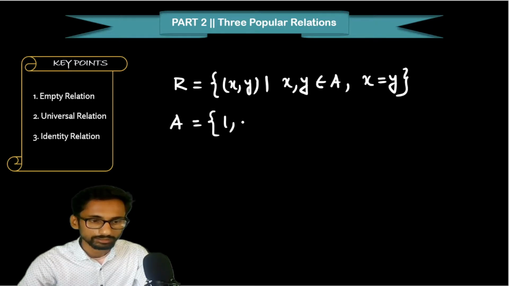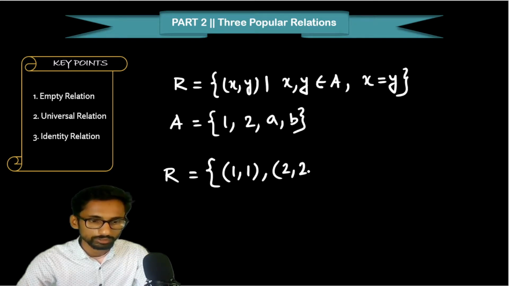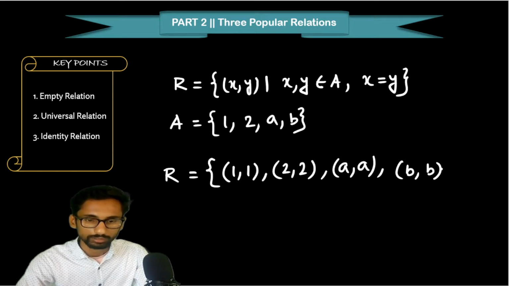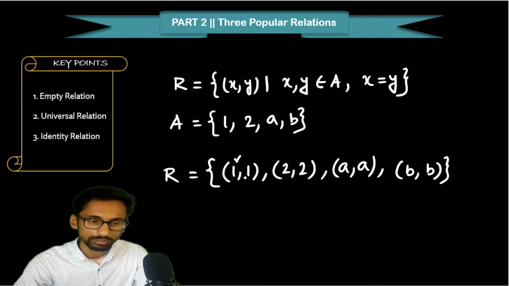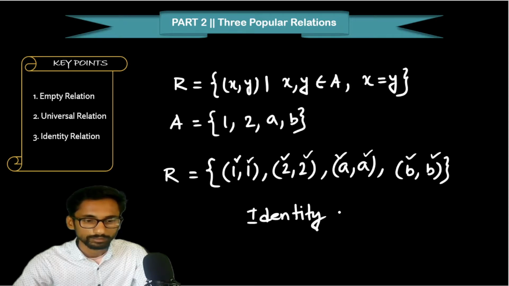So in this case, whatever be the set A, for example 1, 2, A, B, the elements of the relation will be 1, 1, 2, 2, A, A, and B, B. That means the element is related to itself only. 2 is related to 2, A is related to A, B is related to B. This kind of relations are called identity relations.